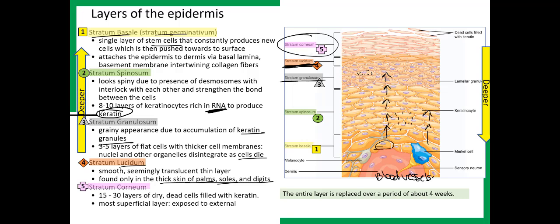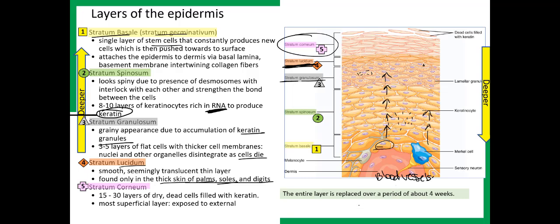And over here, the cells are well and truly dead. But because they are dead, the vesicles of keratin release keratin, and that keratin protein helps to provide an extra layer of protection, right? So the stratum corneum is exposed to the external environment with the help of keratin. And keratin helps to provide waterproofing of the skin, right?